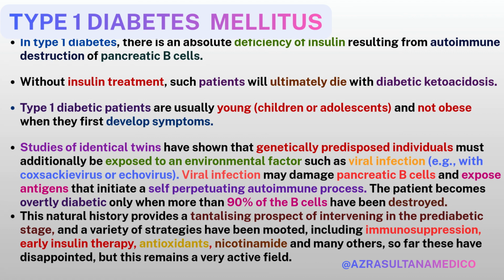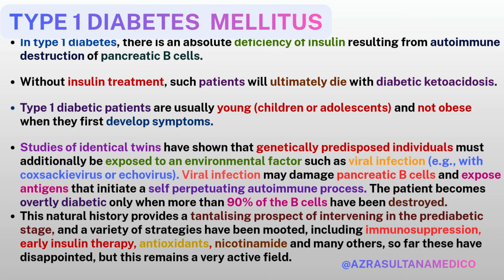Type 1 diabetes usually develops in children or adolescents, and patients are typically not obese at the onset of symptoms. Research has shown that genetics plays an important role. Studies involving identical twins suggest that individuals may be genetically predisposed to the disease. However, genetic susceptibility alone is not enough. An environmental trigger is also required.